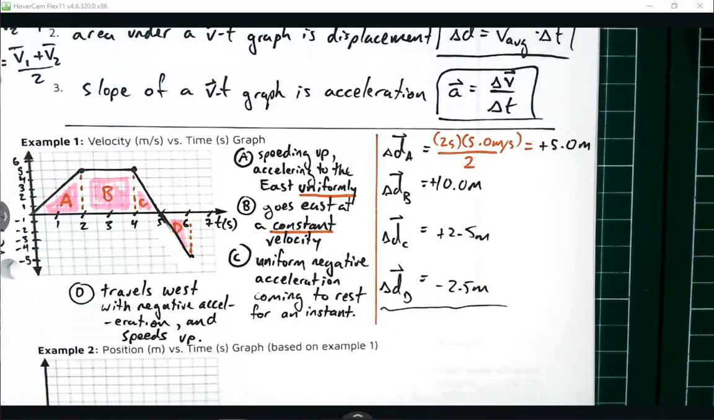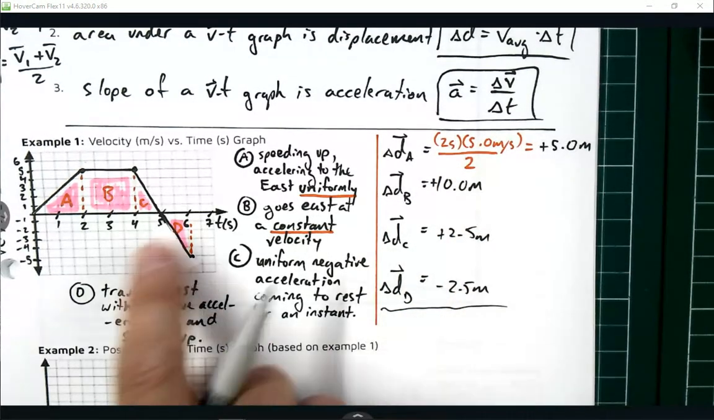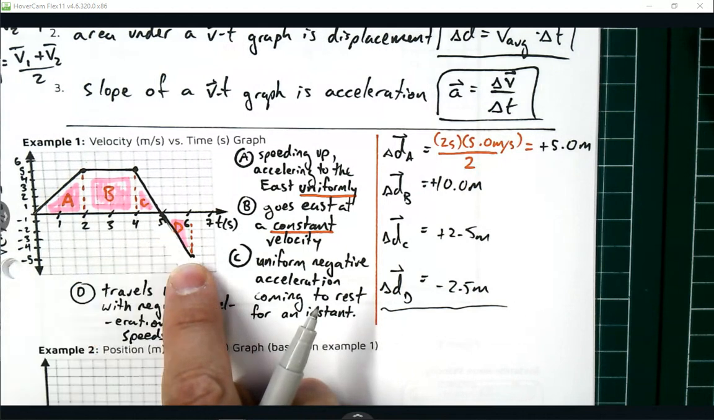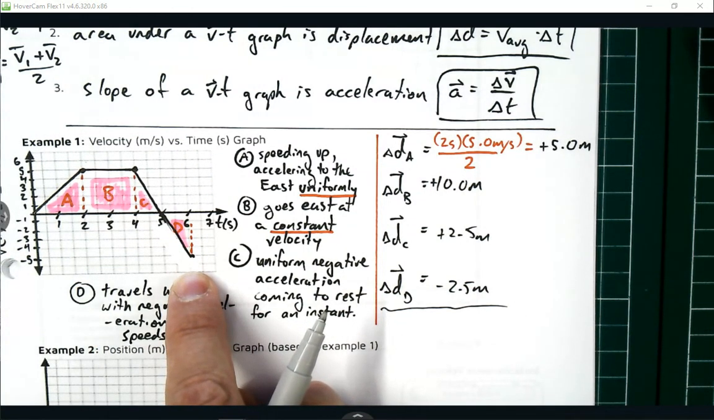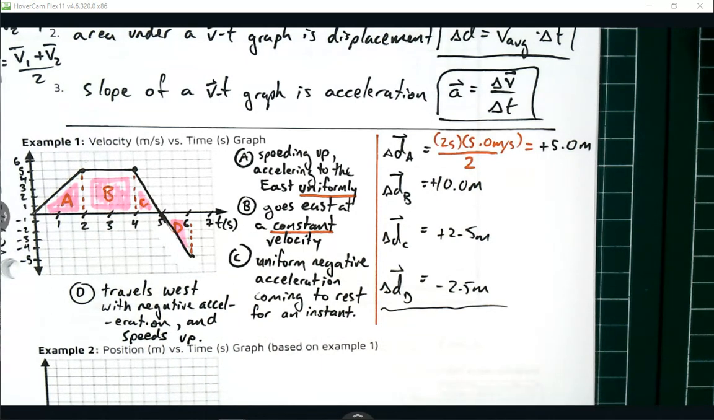All right, so we got our displacements for the pink areas, and I had a little bit of a plot mistake here where it should have been at the -5 meters per second. We got it sorted out. Now the next step is to find the total displacement. How could I use this information to figure out the total displacement?